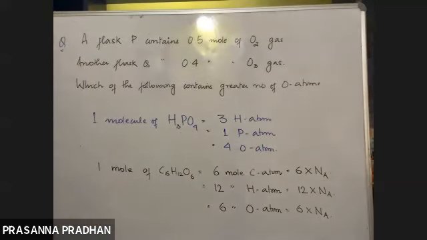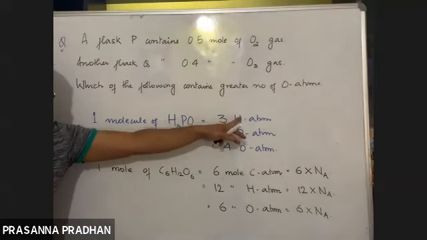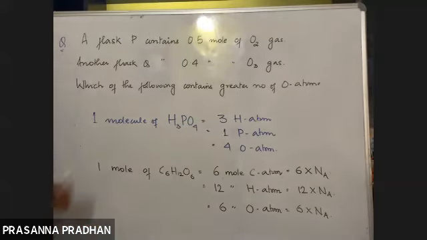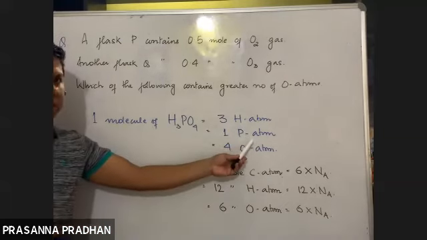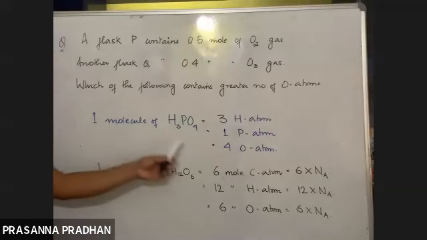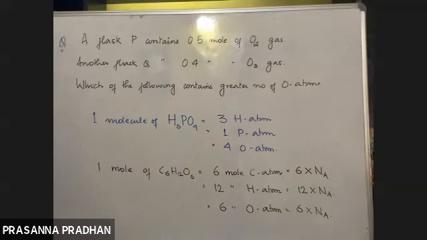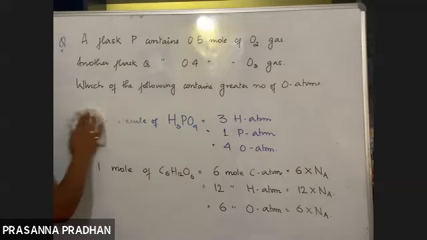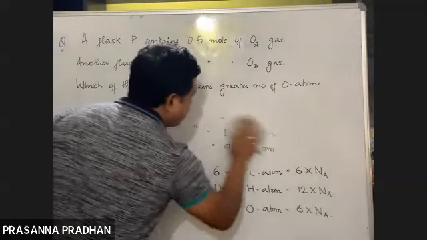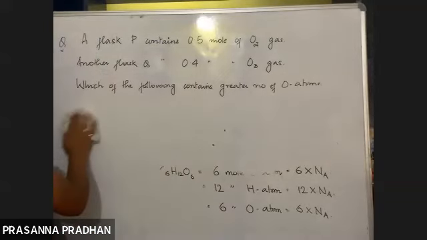Got it? So 1 mole contains how many hydrogen atoms? 3 mole of hydrogen means thrice the Avogadro number. 1 mole contains how many phosphorus atoms? 1 times the Avogadro number of phosphorus atoms. 1 mole contains how many oxygen atoms? 4 times the Avogadro number of oxygen atoms. So now we know that from the molecular formula, we can get a clear idea about the exact number of atoms present in a molecule.